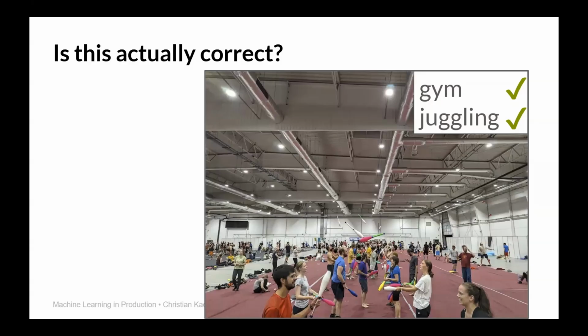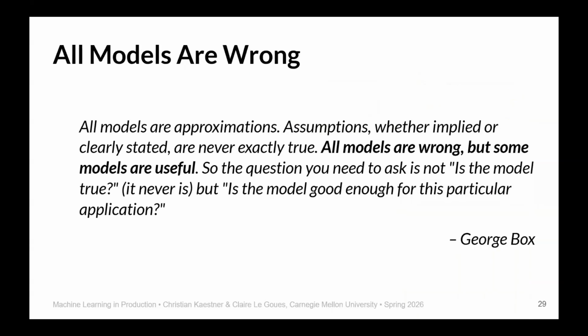I don't think we could write any specification where we say, if the image looks like this, then this is the right answer. Right? It's very hard to define what correctness actually means. I think this is a useful abstraction here. This is actually originally about models in math, physics. All models are wrong. It says all models are approximations. Assumptions, whether implied or clearly stated, are never exactly true. All models are wrong, but some models are useful. So the question you need to ask is not, is a model true or is it correct? Because it never is. But is a model good enough for this particular application?